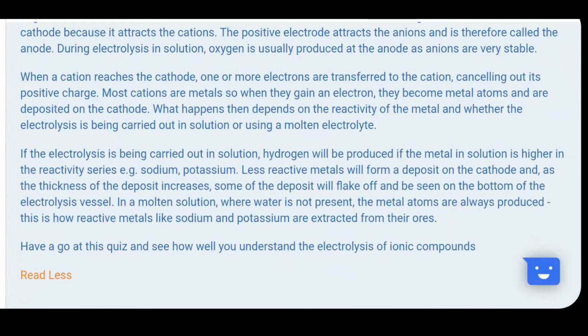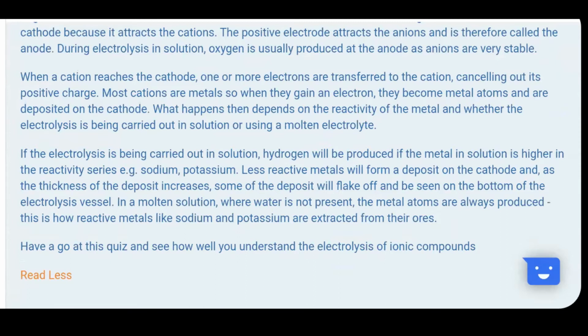If the electrolysis is being carried out in solution, hydrogen will be produced if the metal in solution is higher in the reactivity series, such as sodium and potassium. In other words, once it is higher, hydrogen will be produced. But they're saying here, less reactive metals will form a deposit on the cathode. Always remember that. The less reactive metals will go to the cathode.